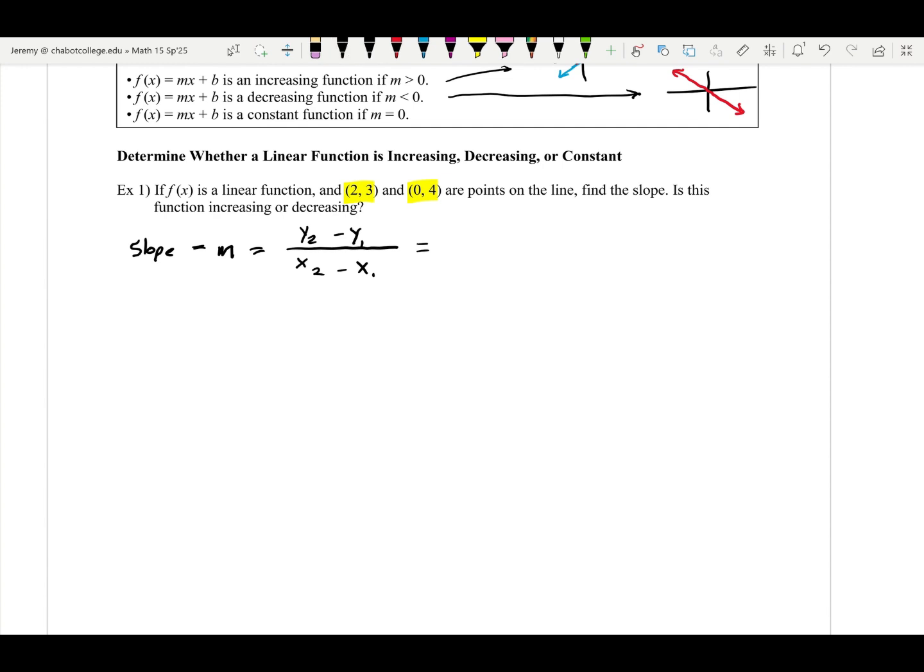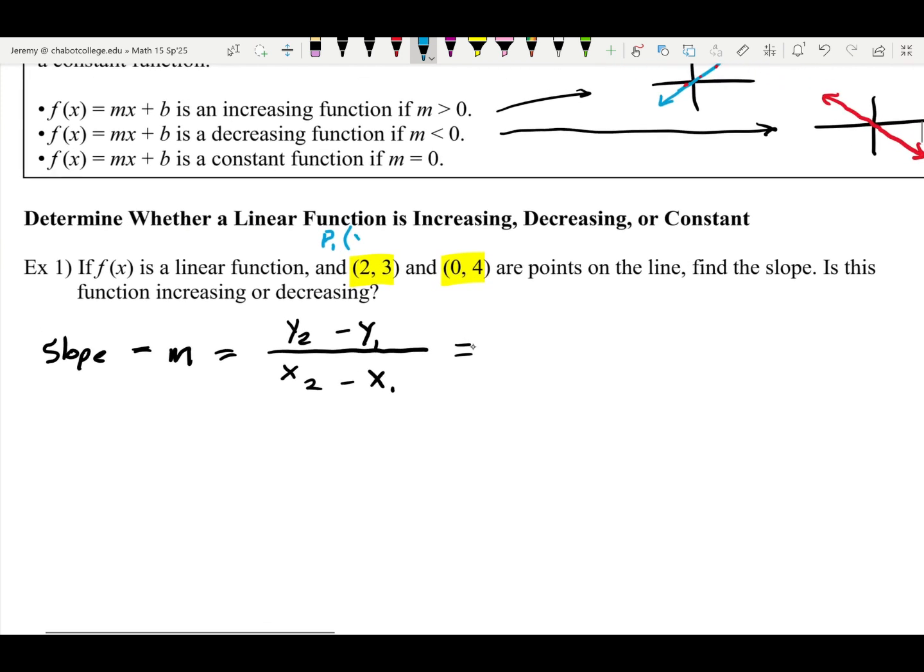We have these two ordered pairs up here. I'll call this first one, (2, 3), point number 1. And I'm going to label these two coordinates: I'll call this x1 and y1. So point number 1 gives us the x-coordinate x1 and the y-coordinate y1. And this other point, (0, 4), I'm going to call point 2, and we'll label those x2, y2.